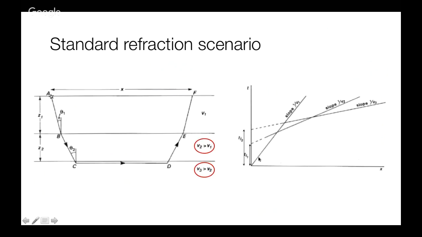So when that happens, we can create one of these time versus offset plots that look like this, the one we're all used to here, and we can calculate the velocity of the first layer from the slope of the direct arrivals. We can calculate the velocity of the second layer from the slope of this first refracted arrival, and we can calculate the velocity of the third layer from the slope of our refraction off of that second interface.